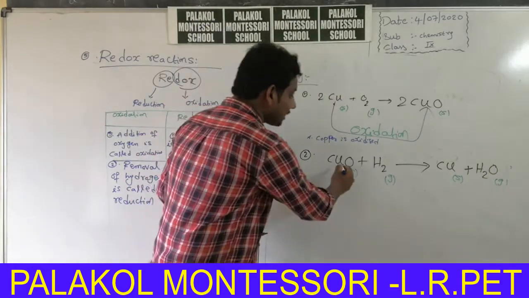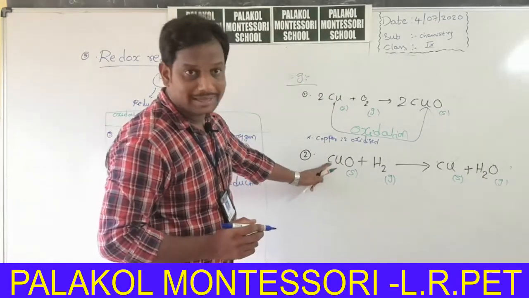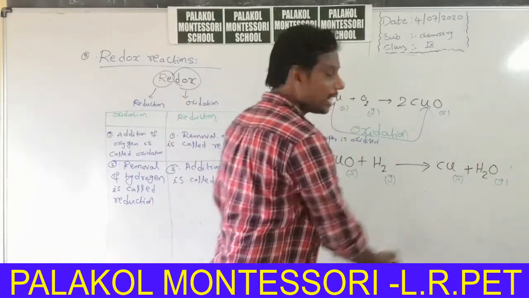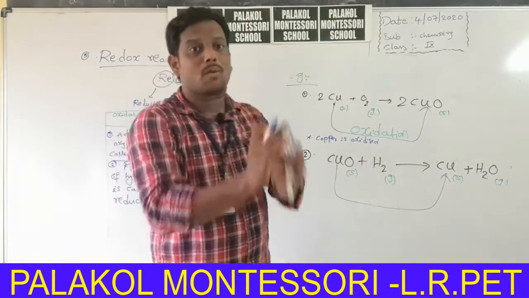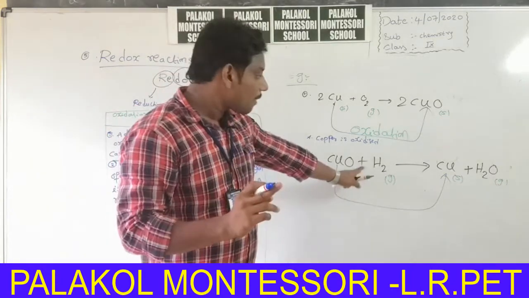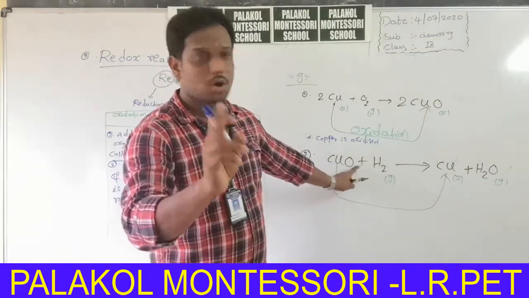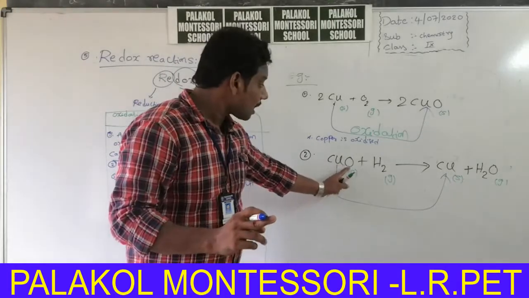Observe. Here copper oxide is on the reactant side. On the product side we have only copper. What happened here from copper oxide to copper? What change takes place? Removal of oxygen takes place from copper, yes or no? Here copper is there.